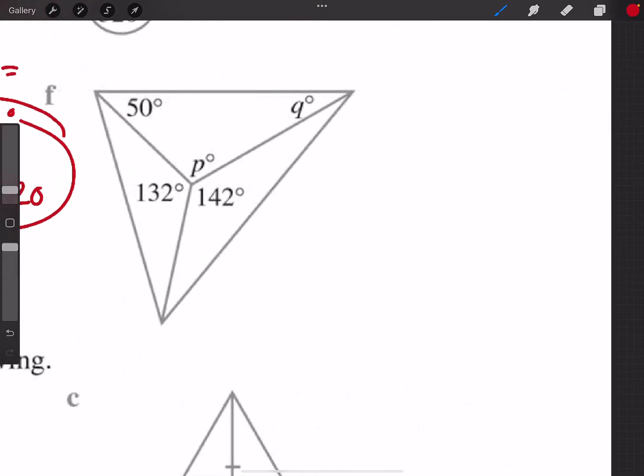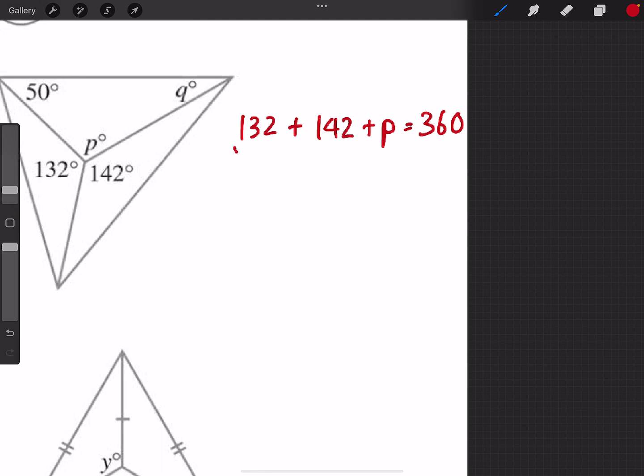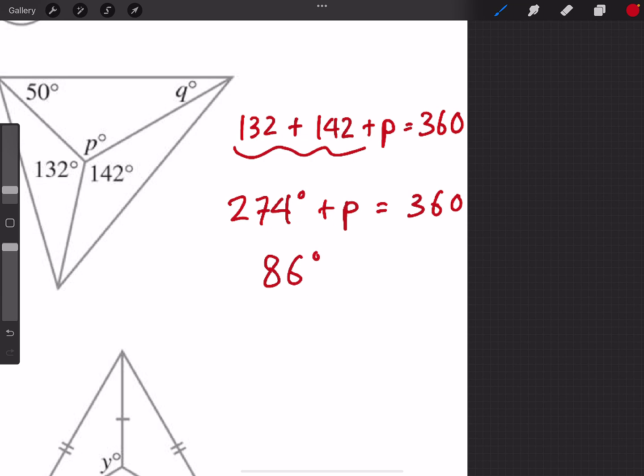Question F. Okay, we can use this to work out P. You can say that 132 degrees plus 142 degrees plus angle P is equal to 360 degrees. Okay, let's work out what this is first. This will be 274 degrees plus angle P is equal to 360. Now do a subtraction. Okay, so you got 86. I believe the answer is 86 degrees. So P is equal to 86 degrees.